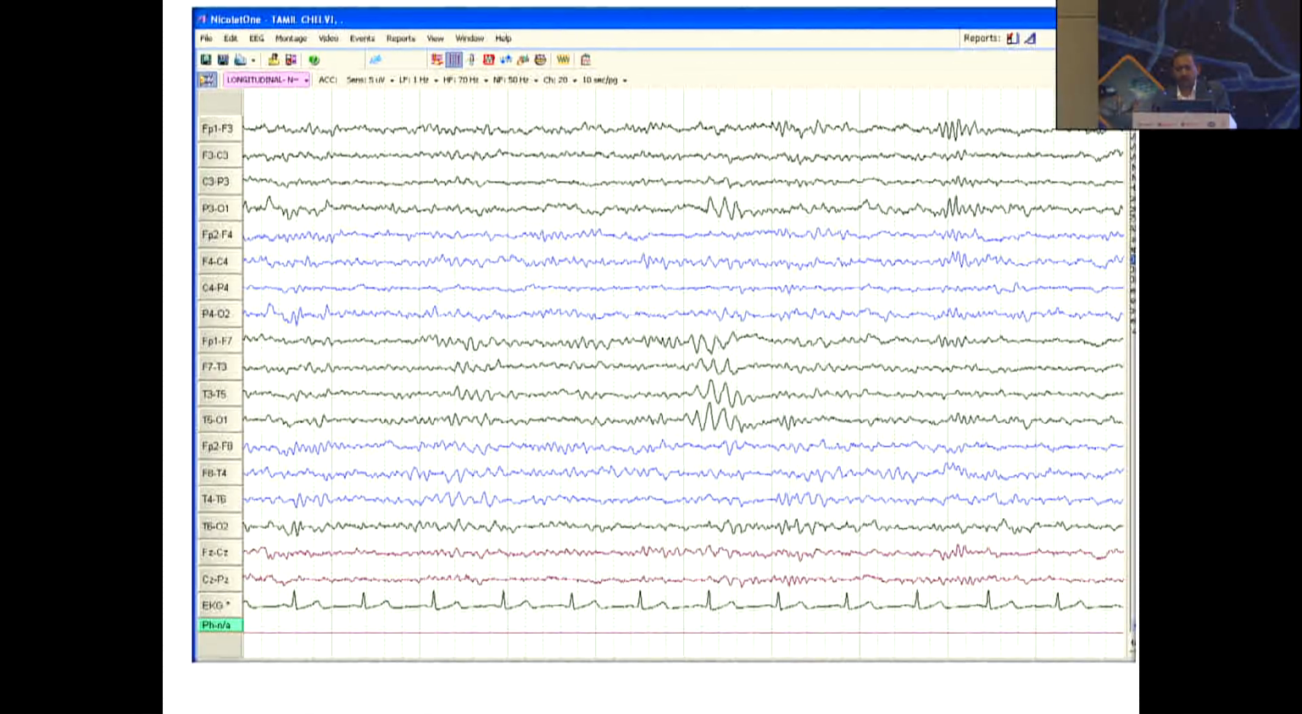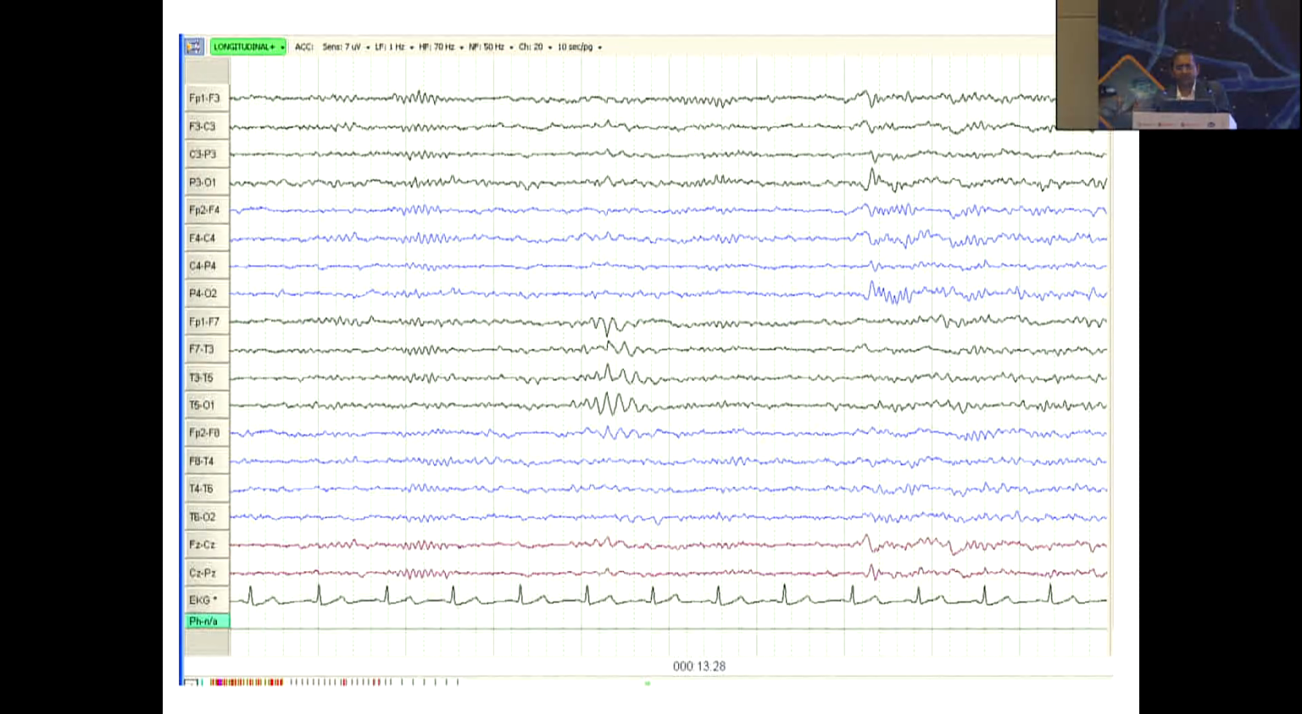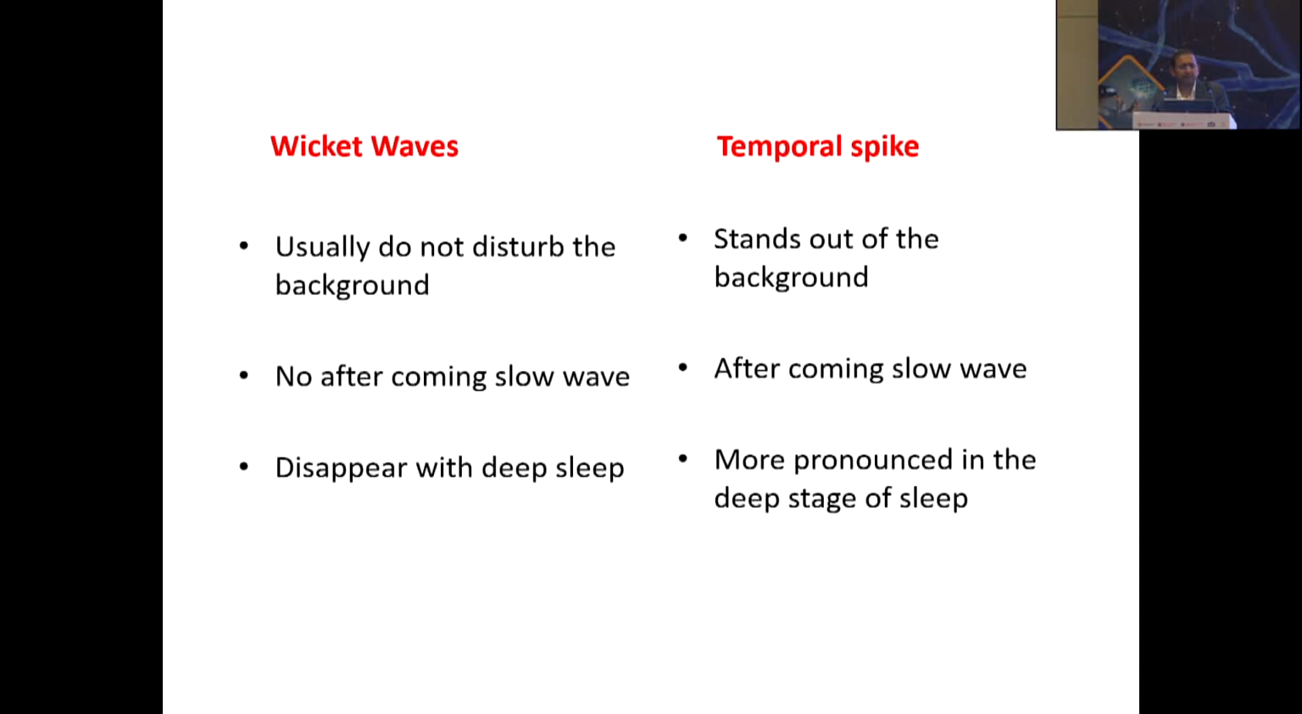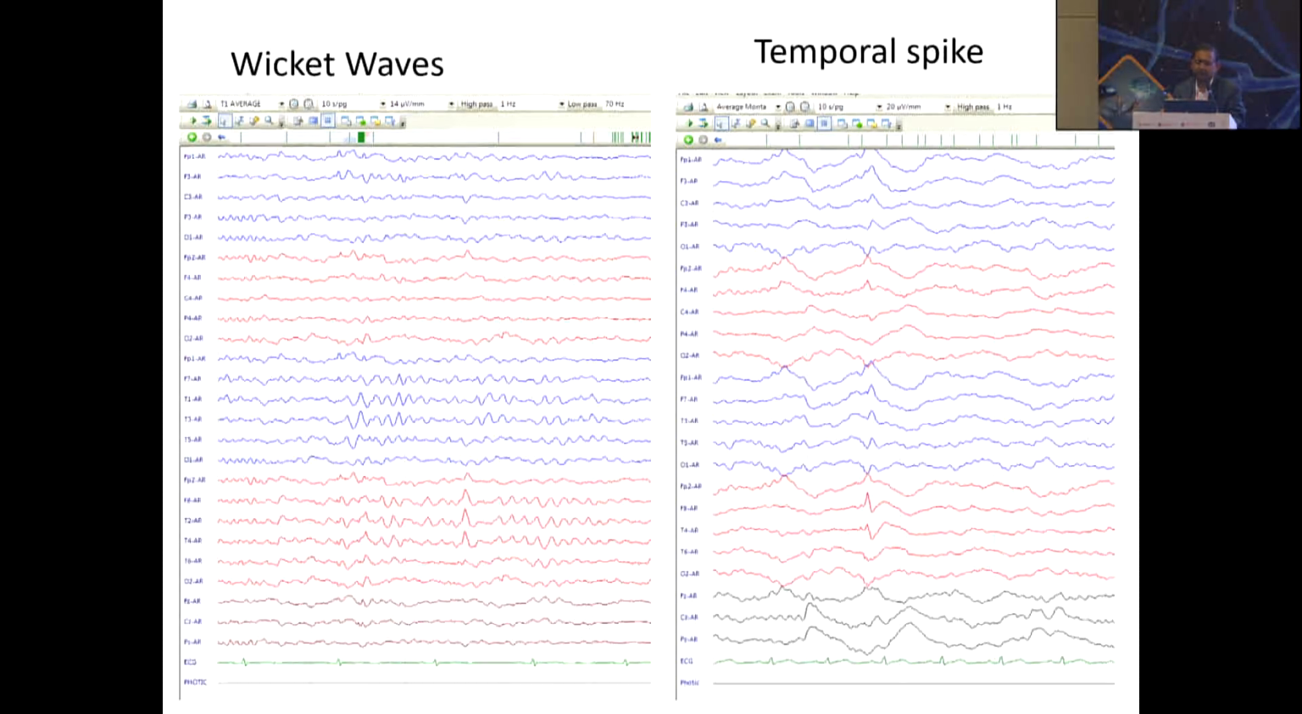Another example. So how to differentiate it from a temporal spike? Again, wicket will not disturb the background. There is no after-going slow wave. It will disappear in deep sleep, while a temporal spike will be more prominent in deep stages of sleep. So an example of wicket wave versus a spike. You can see that after it comes a slow wave and disturbance of background activity.